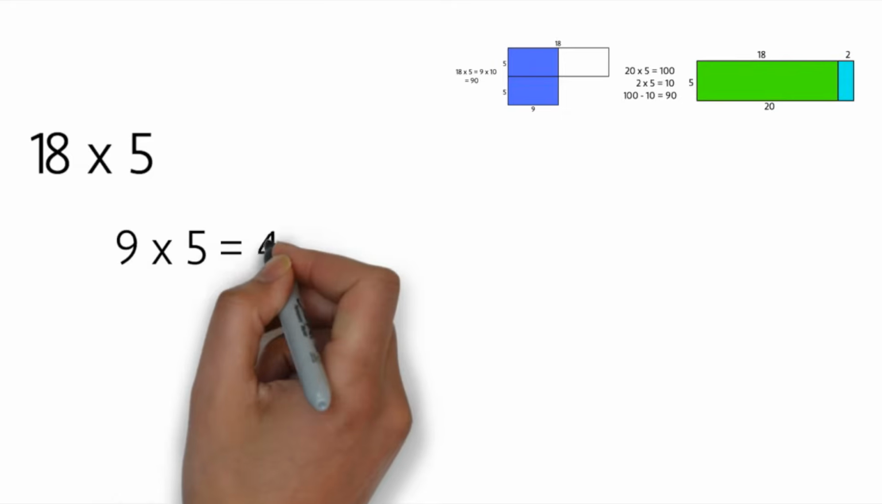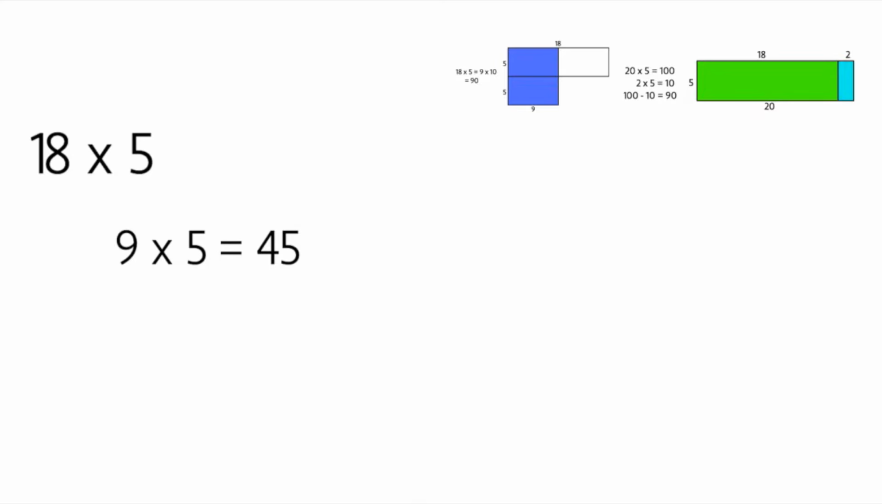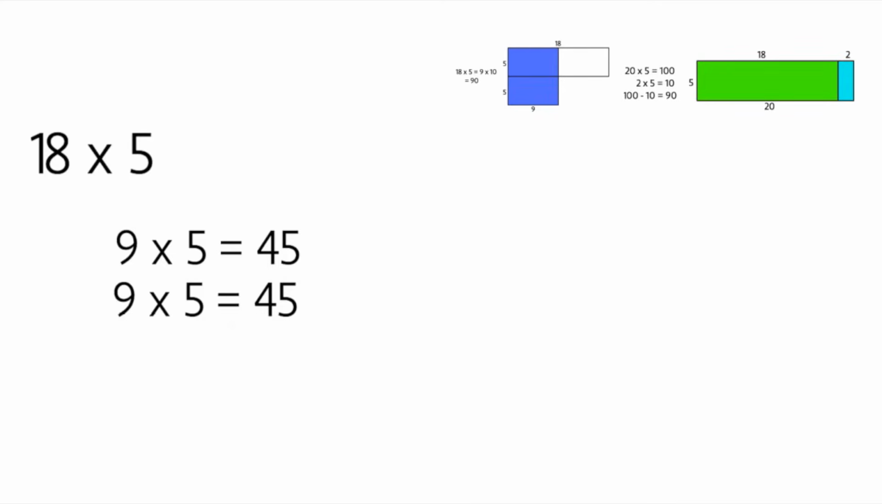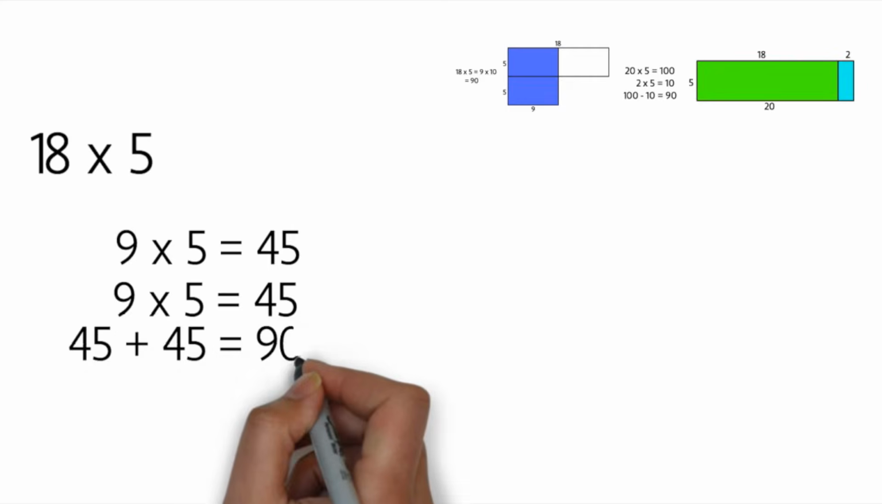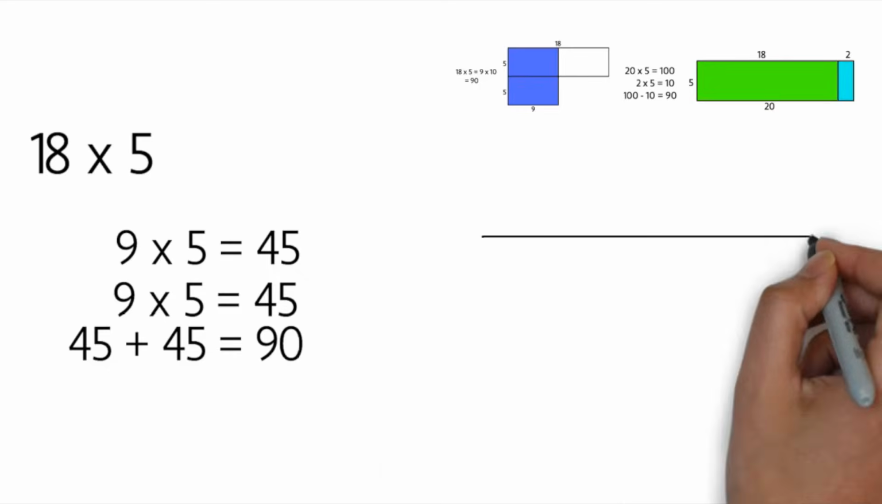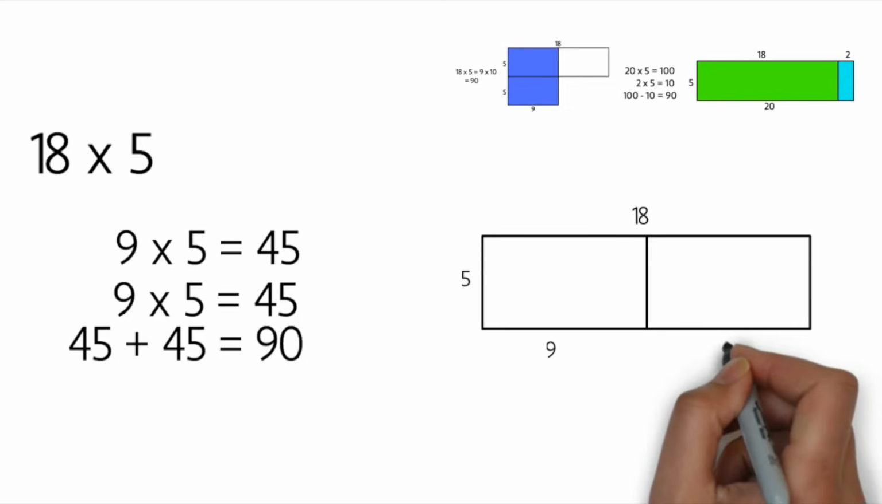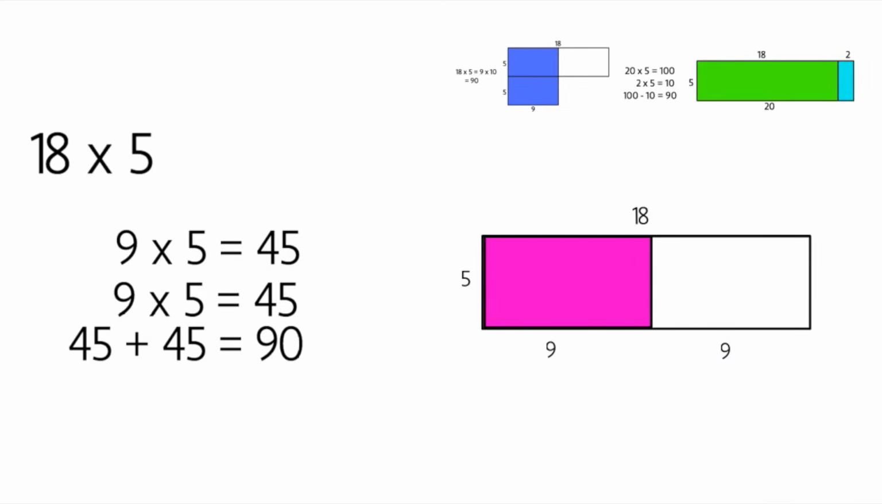A third way I might solve this is to say, well, I know 9 times 5 is 45, and I can do that twice to give me my 18 times 5. And that visual would look like this. There's our 18 times 5 rectangle, and this time I worked out 9 times 5, and 9 times 5. And there we have those two rectangles.